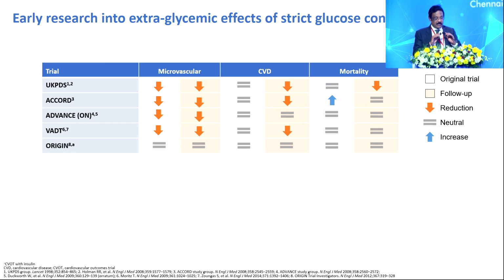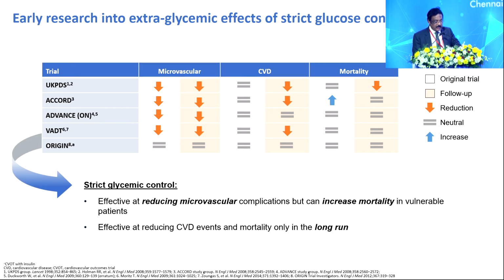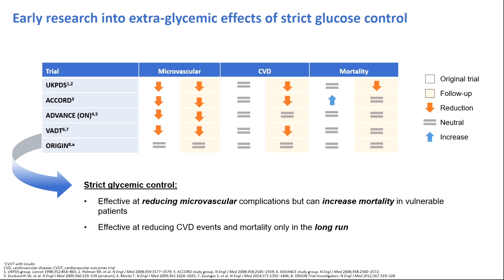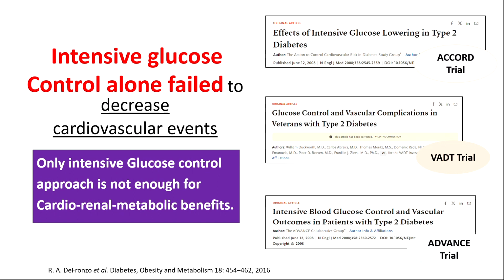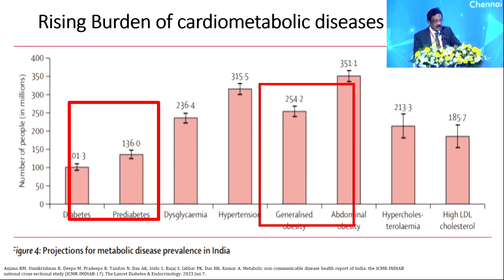Early research into the extra glycemic effects in various drug trials, UKPDS and ADVANCE, showed effectiveness in reducing microvascular complications, but not much benefit on macrovascular complications. So an intensive glucose control approach alone is not enough for cardiorenal metabolic benefits, as you know pretty well. ACCORD and VADT also did the same thing; they proved the beneficial effect on micro, not on macrovascular complications.